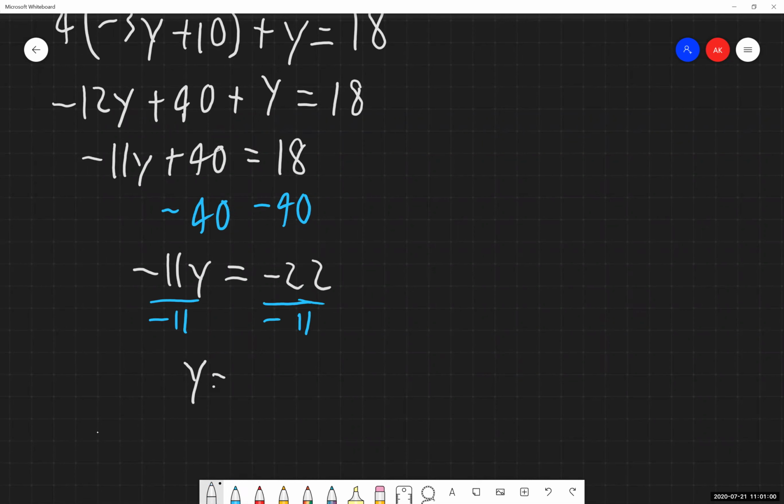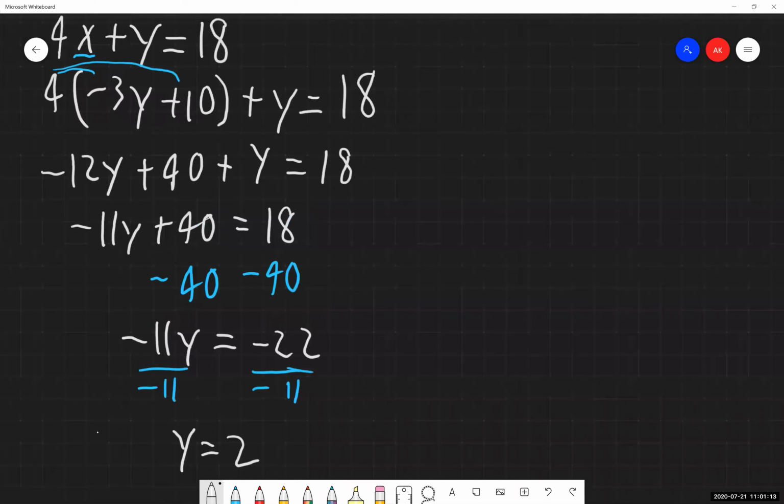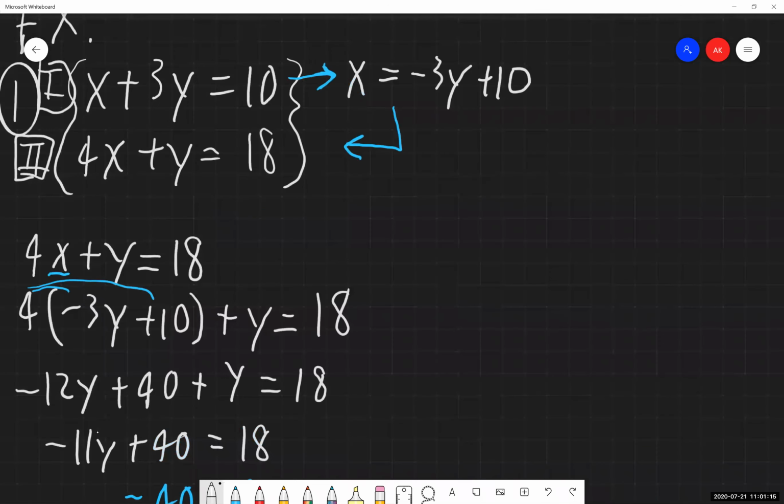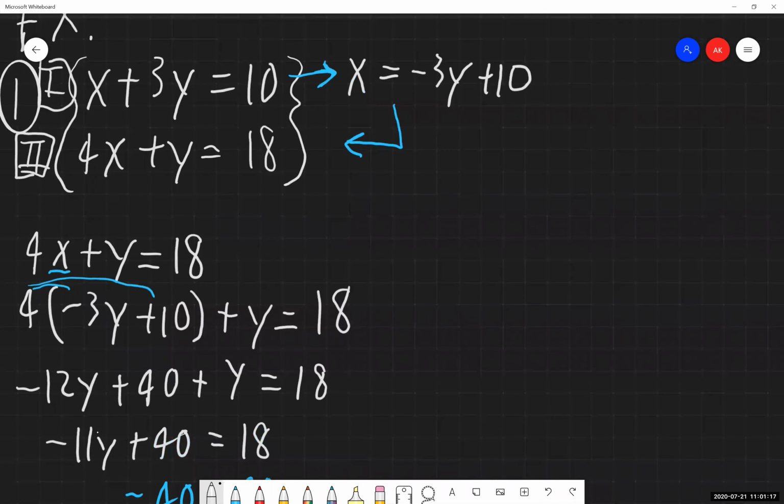Okay, y is equal to 2. Negative divided by negative is a positive, so we got that there. So I have my y value of 2. Now I'm coming back up here, and we're looking at step 4: substitute the result from step 3, which is that value we just found, into one of the original equations to find the other variable.